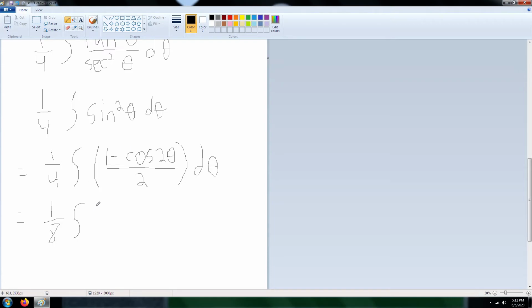Okay, so we have d theta, remember this is the integral, minus 1/8 of cosine of 2 theta d theta.